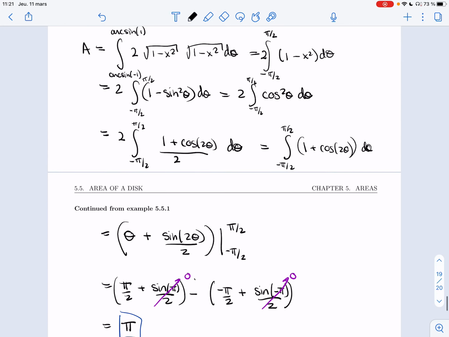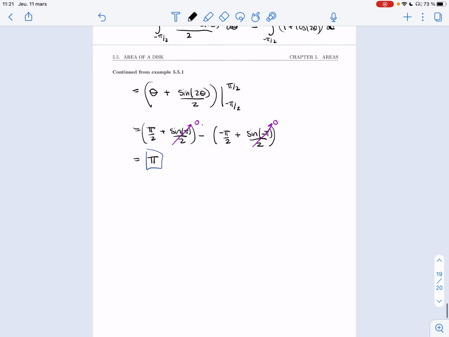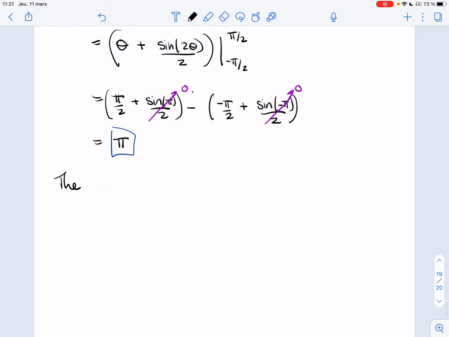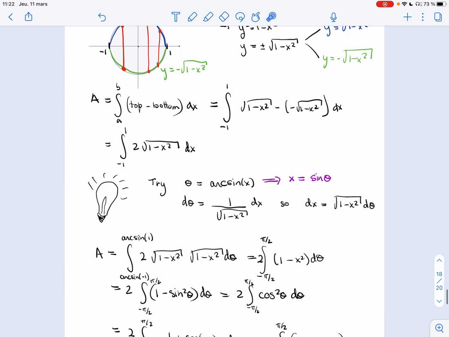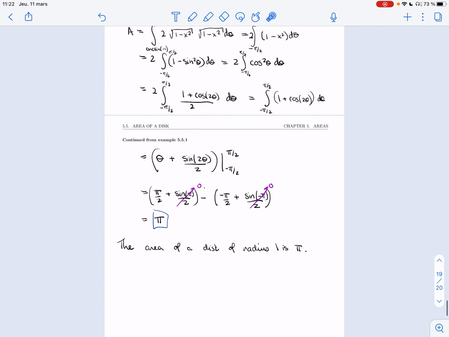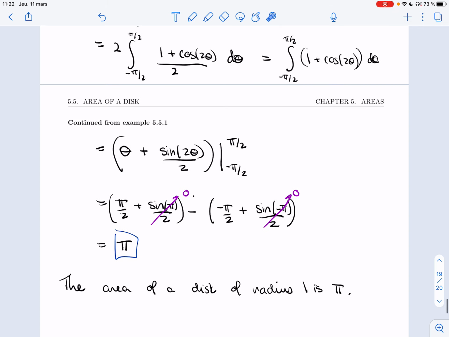What did we get? We got pi. What does it mean? So what we just proved is that the area of a disk of radius 1 is pi. Usually you get pi r squared, the r is 1, it matches. In fact, you could do exactly the same reasoning for any radius. You could even call the radius r, you'll just get r squared here. The same reasoning would work and you would get pi r squared. So this is a way of proving that formula for area of a disk that you've seen so much before.